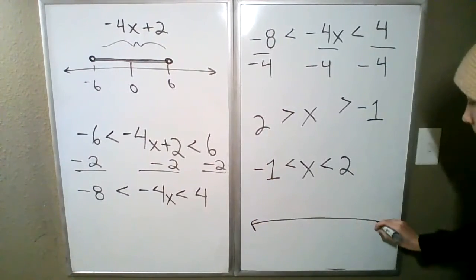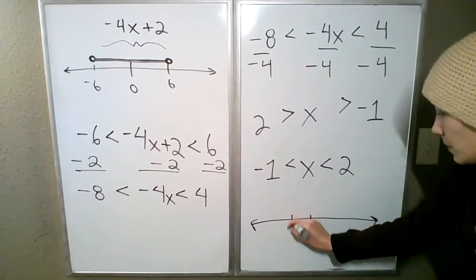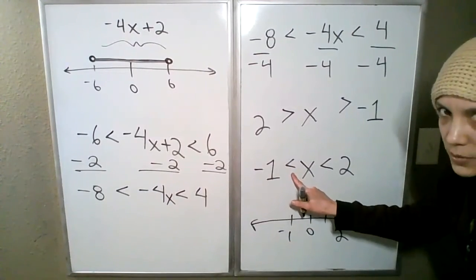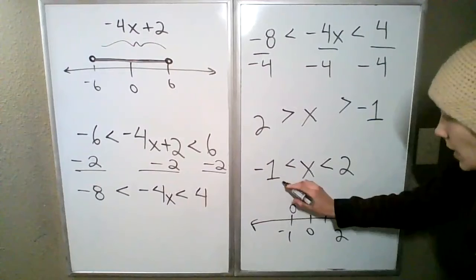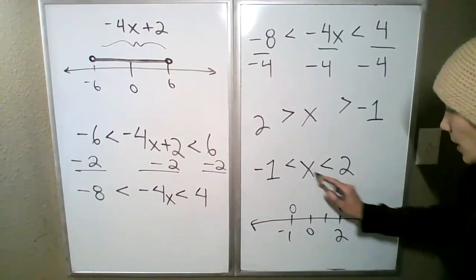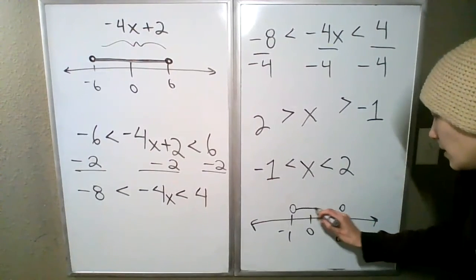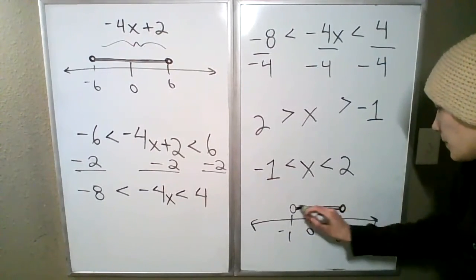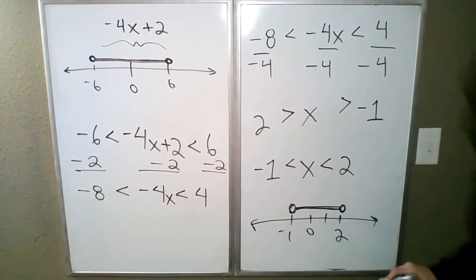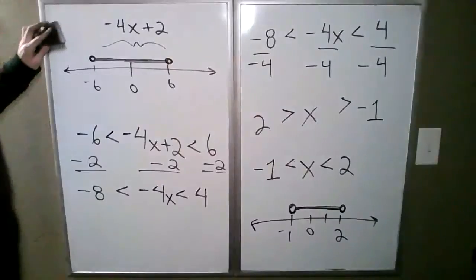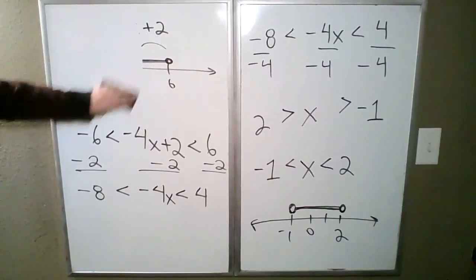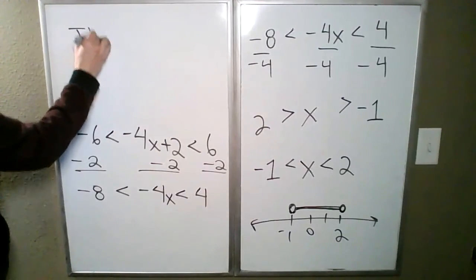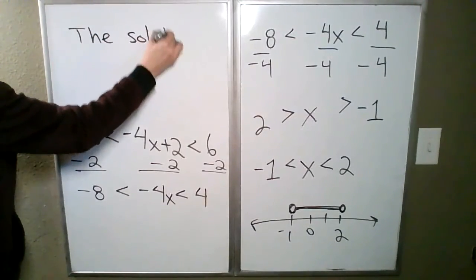Sketch a graph. Okay, do not actually reach negative 1, so it's open. And don't include positive 2, but have all numbers in between. So the solution set goes from negative 1 to 2. And it has a parenthesis on each side.